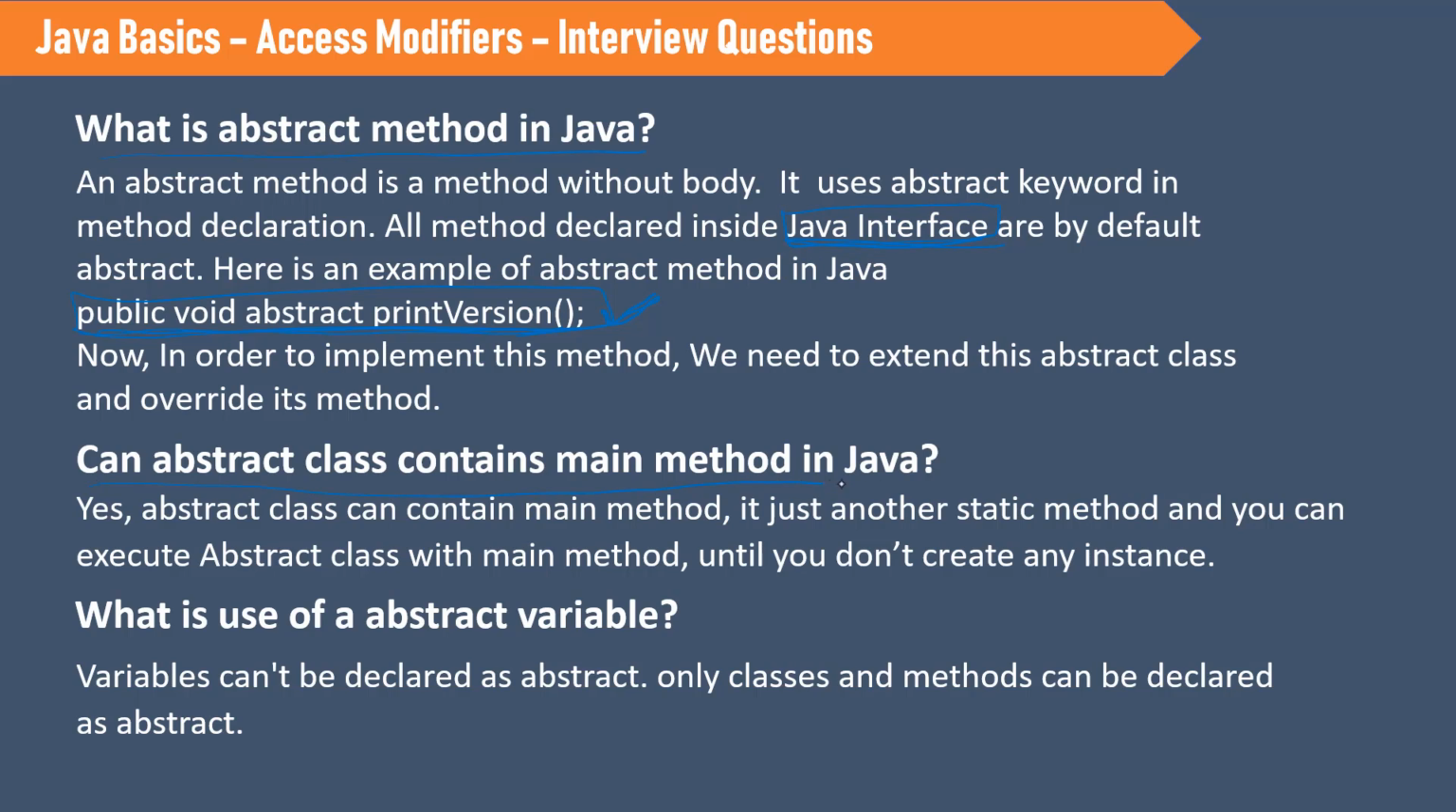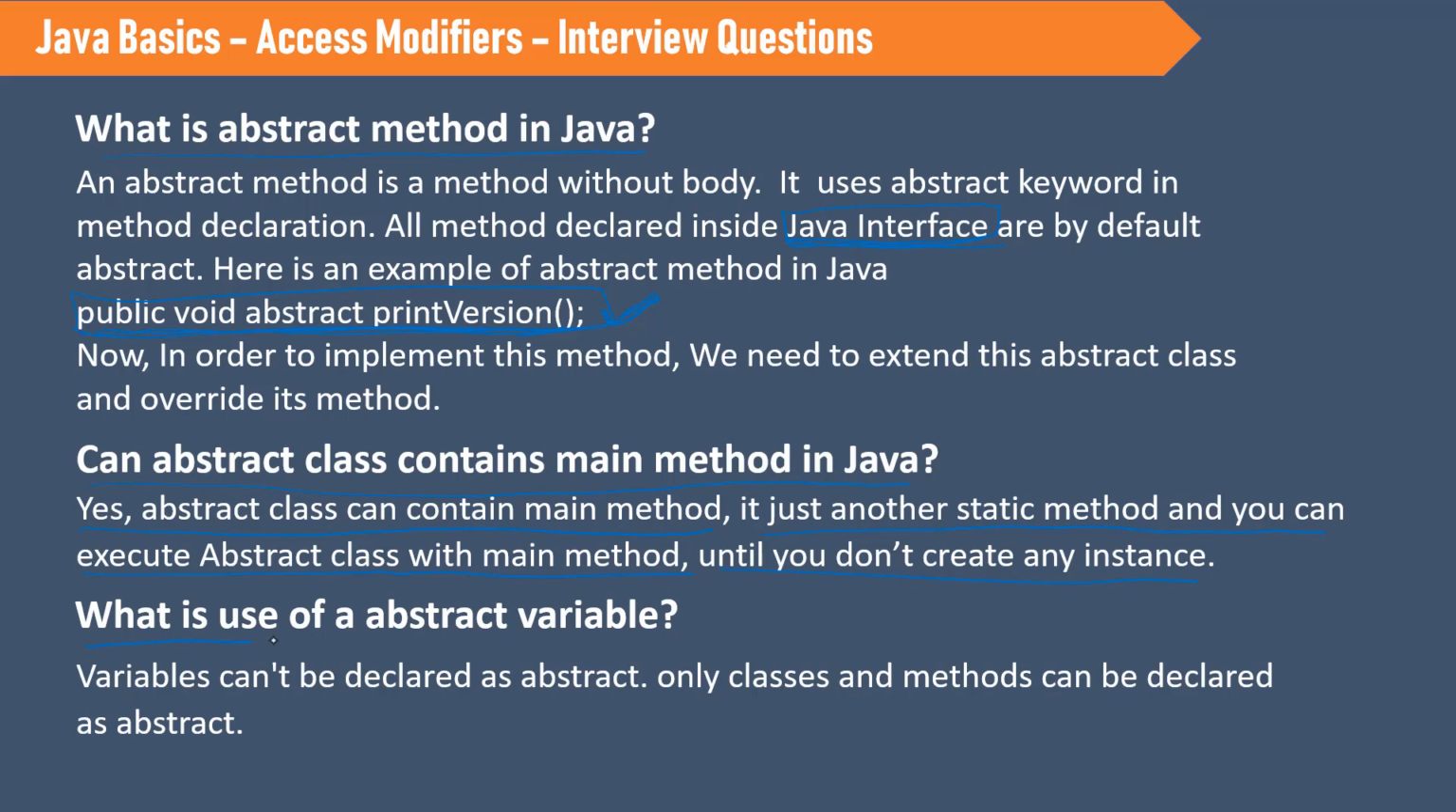Next question is, can abstract class contain main method in Java? Yes, abstract class can contain main method. It's just another static method and you can execute an abstract class with main method as long as you don't create any instance. So the simple answer is yes, you can have main method in abstract class.